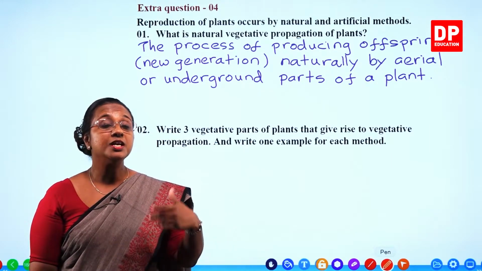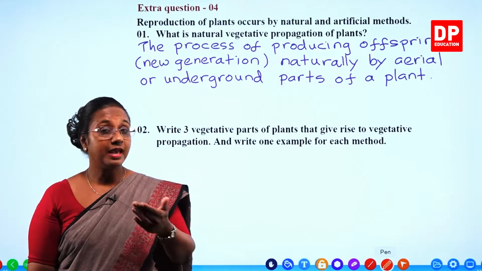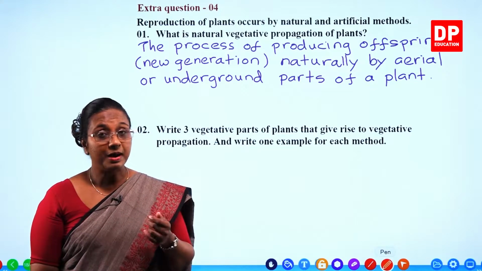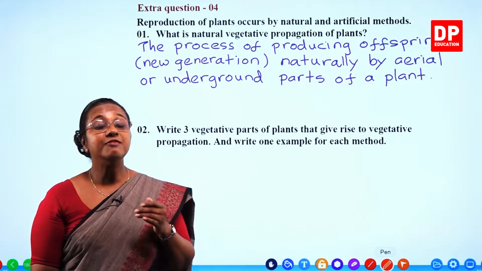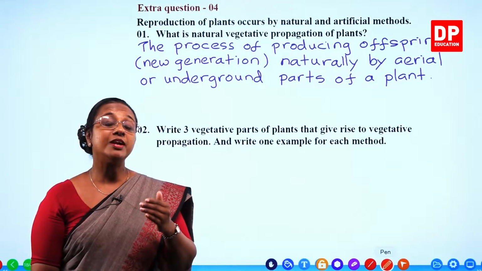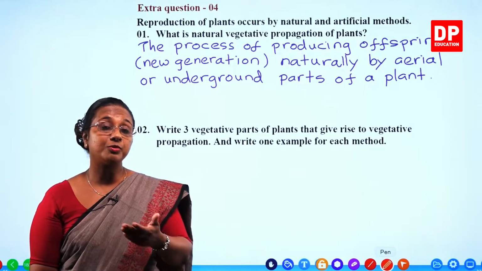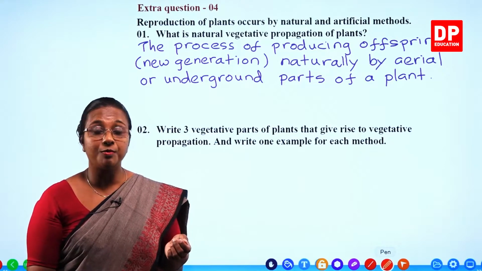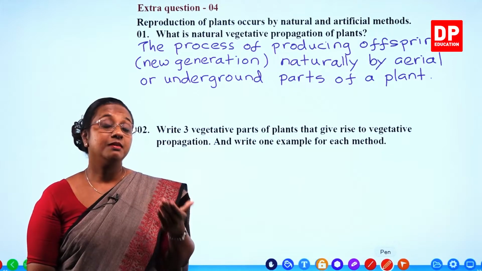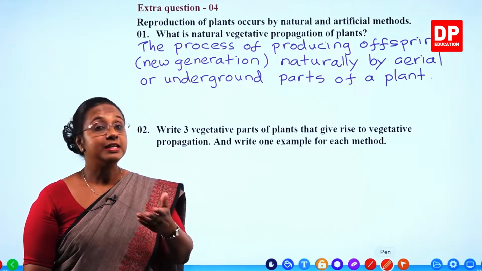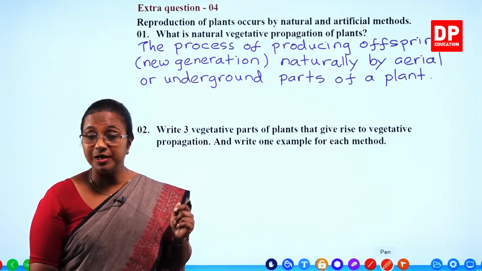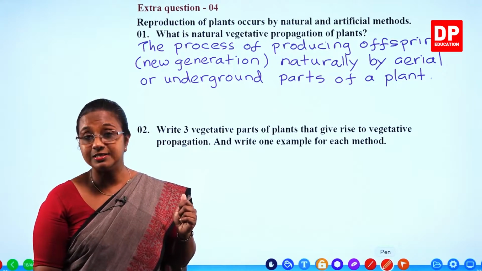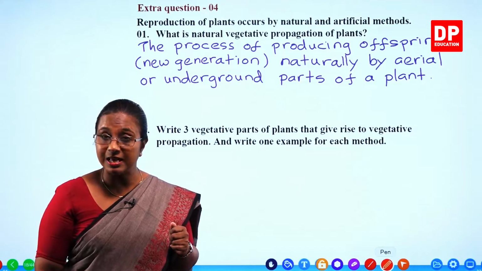The rhizomes: ginger, turmeric, canna, all those are by underground stem, that is the rhizome. Then we have the corm. Corm, different types of yams, taro yam, coco yam, all those are by corms. Then we have the bulbs: red onion, big onion, leeks, all those are bulbs. And also we have stem tubers: potato and coleus potato, all those are stem tubers.